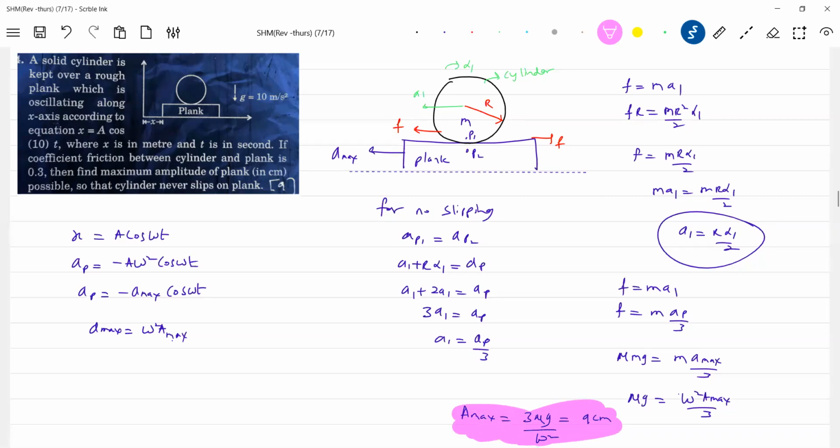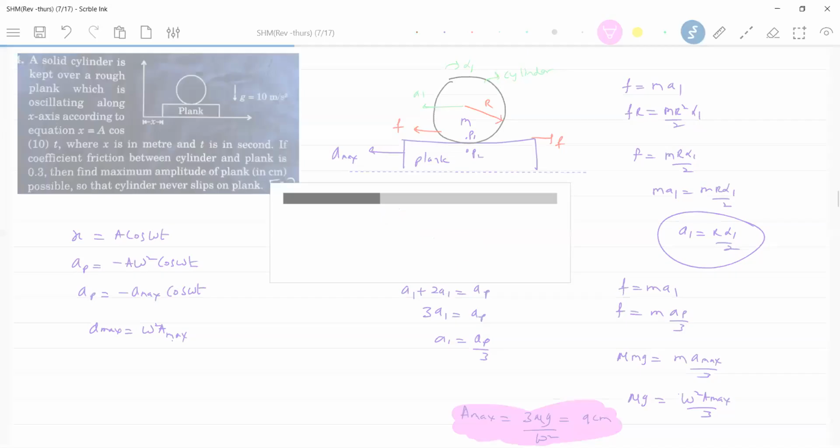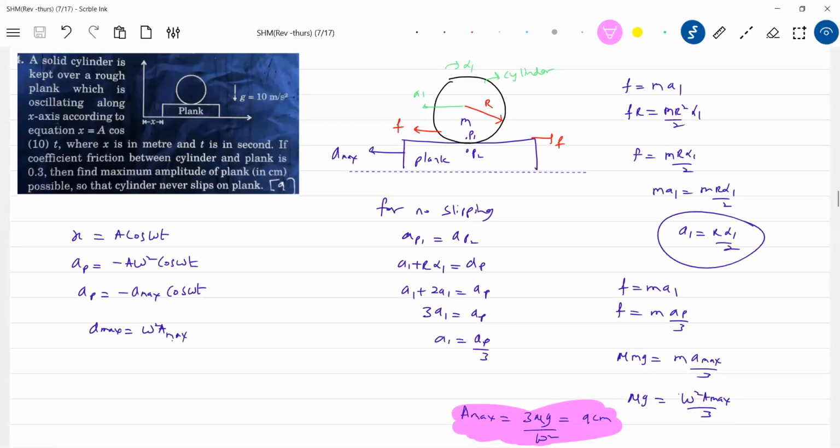The plank will move horizontally here. This is something very important. You have to start your discussion from there. The plank will oscillate like this. We are discussing the motion of the cylinder here. I think if you have a situation where a block is placed, this will oscillate horizontally.